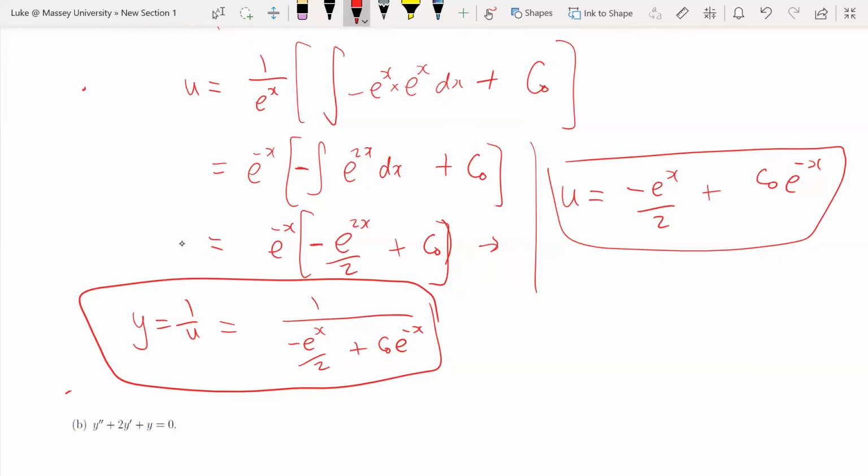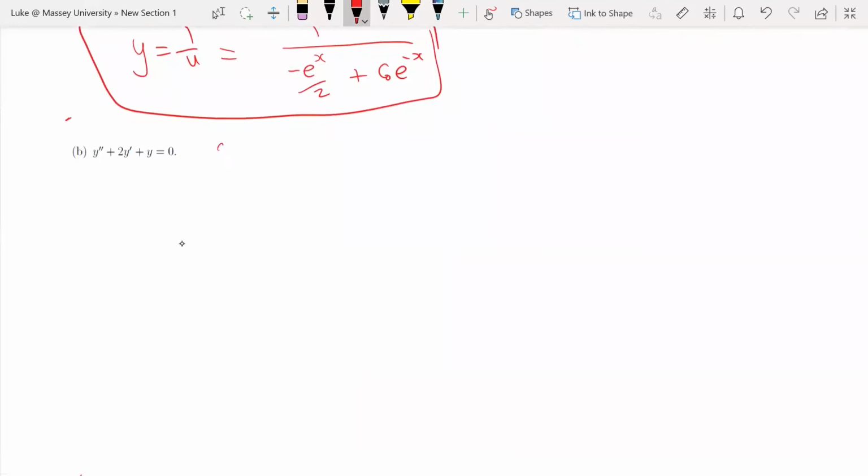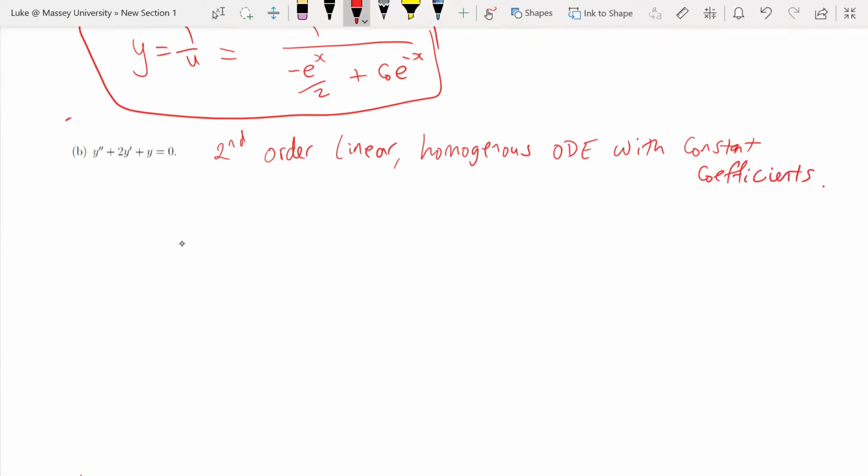Okay, so that was a Bernoulli equation that we had to solve using that substitution. Part B here, well, now we've got a second order, well, it's linear because we're multiplying the y and its derivatives by just constants. So it's a second order linear homogeneous ODE with constant coefficients. So we know how to solve this, right?